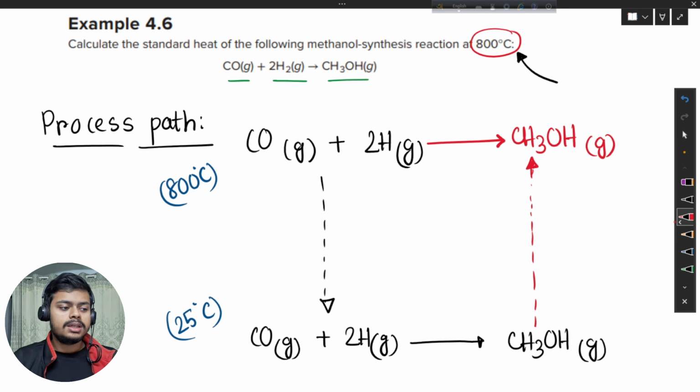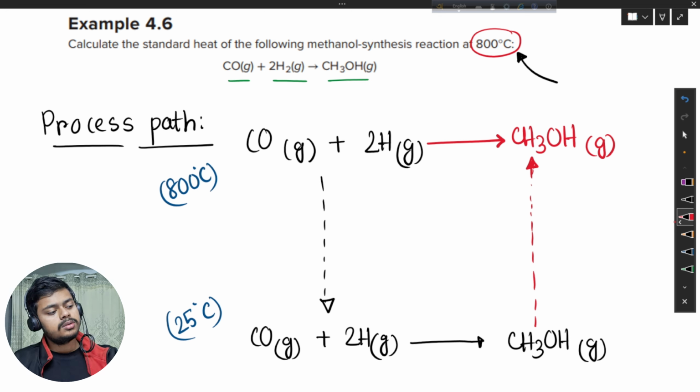I have already told you that enthalpy is a state function. It does not depend upon the path. It only depends upon the initial and final values, so it doesn't matter how we get to the final value. So we can easily take this process path method, and let us recap what we're going to do in it.